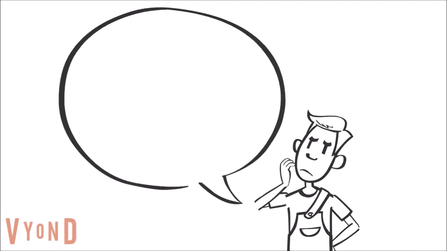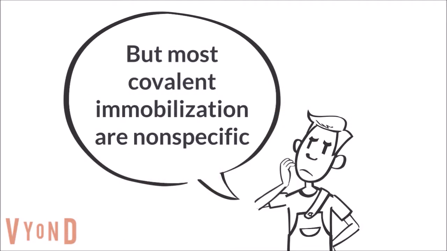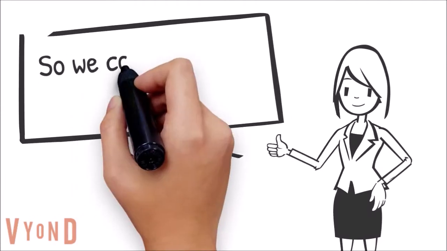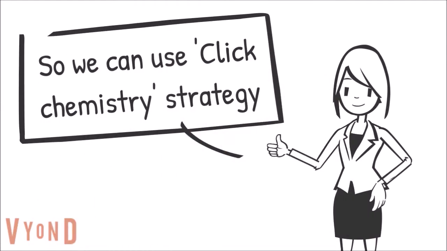But most of the covalent immobilization methods are non-specific. So we can apply click chemistry for specific conjugation. Let's figure out what click chemistry is through an antibody example.